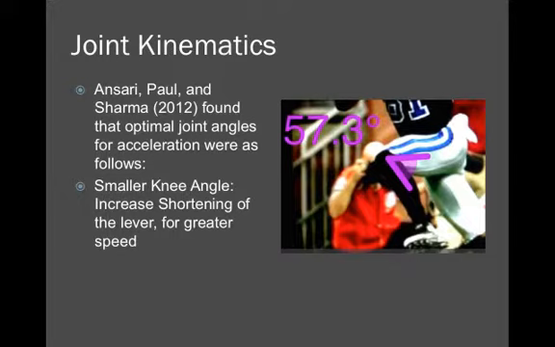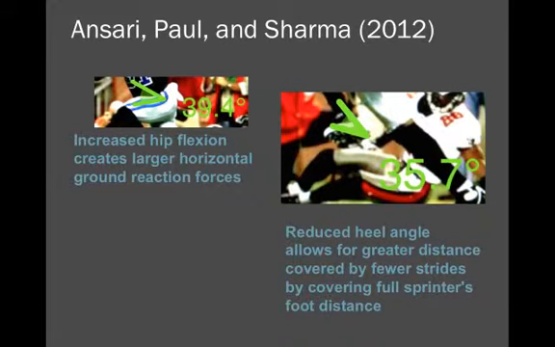By shortening the lever of the front leg, an athlete would be able to produce greater force with less work needed, by decreasing the moment arm of the forward leg. Continuing the Ansari, Paul, and Sharma study, increased hip flexion creates larger horizontal ground reaction forces. You can see right here, still the Calvin Johnson picture, 39.4 degrees. This allows for greater force production.